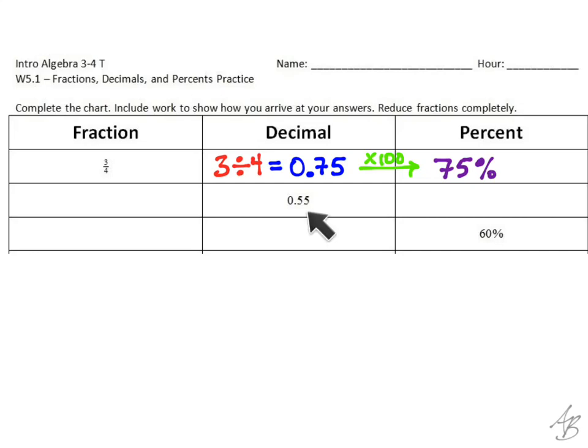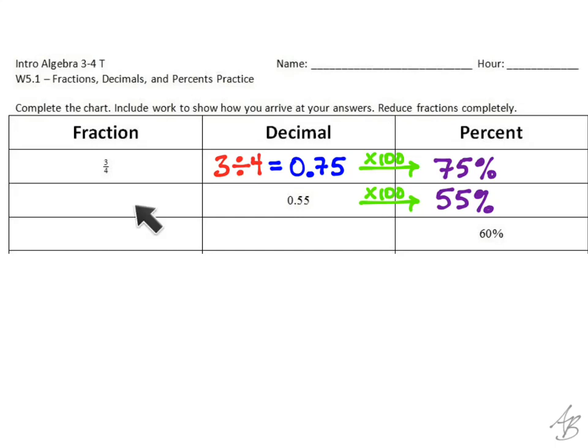On the next one, we are given a decimal. We want to get the fraction over here and we want to get the percent here. So we'll start with the percent, that's the easy one. We actually did the same thing on this line here. When we had the decimal, we multiply by 100 to get the percent. So we do the same thing and we get 55%.